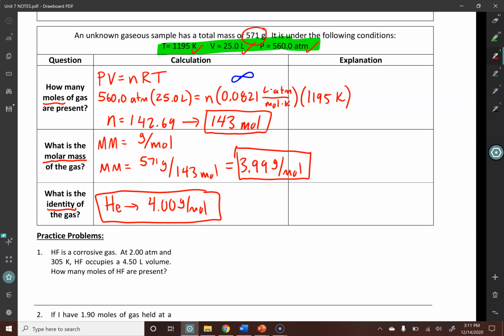All right. I would encourage you to try out the other practice problems. Those do give you some units that aren't necessarily atmospheres, liters, and Kelvin. So you can practice with your conversions and then apply it to the ideal gas law.